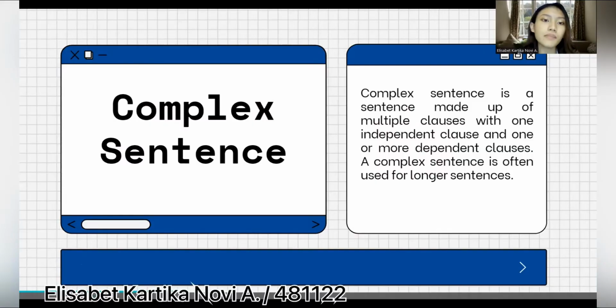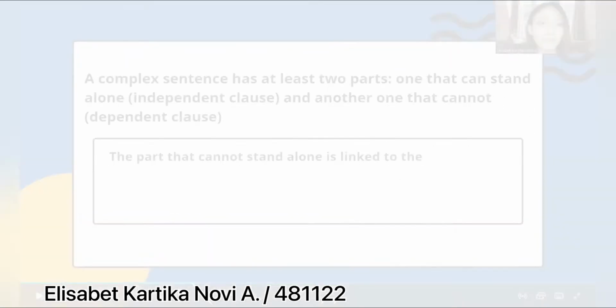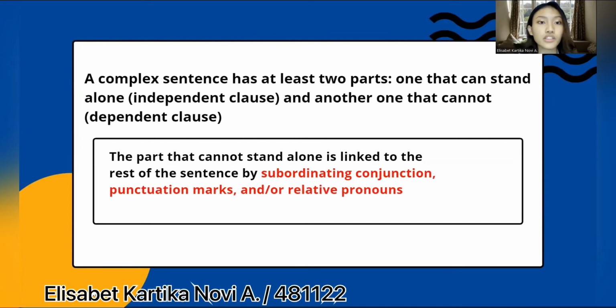Okay, now we will learn about complex sentence. Complex sentence is a sentence made up of multiple clauses with one independent clause and one or more dependent clauses. A complex sentence is often used for longer sentences. Here are the things that we need to remember.